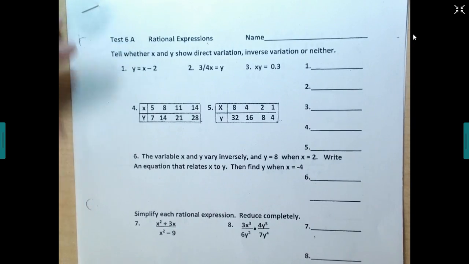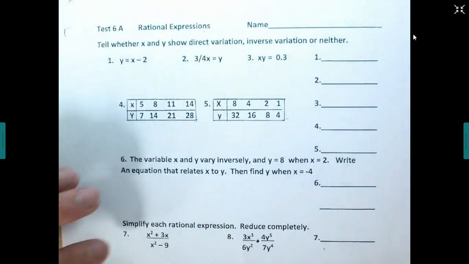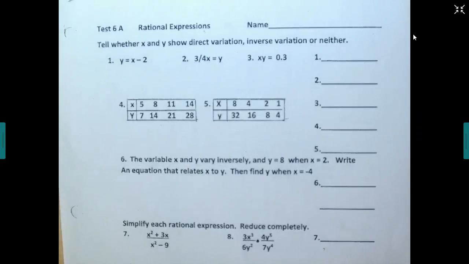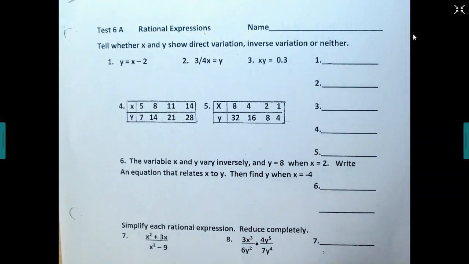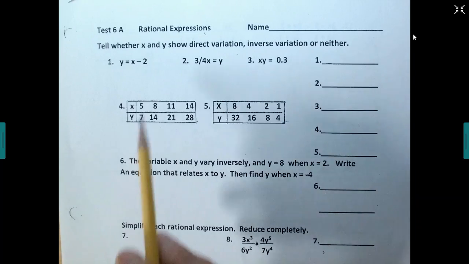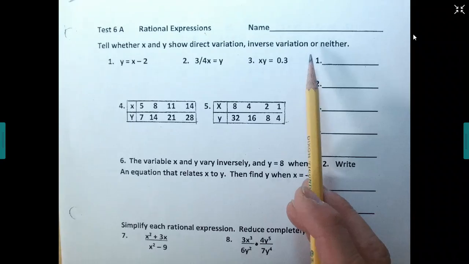Good morning, students. Today we are going to be going over Chapter 6 tests. So this is the Chapter 6 test corrections if you still need them. All right. Tell whether X and Y show direct variation, inverse variation, or neither.